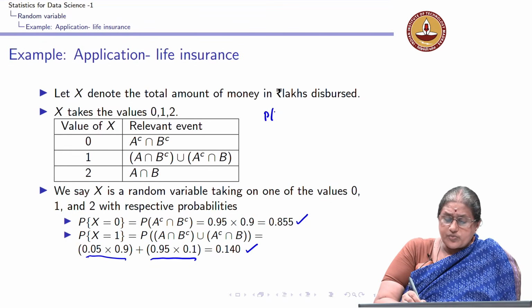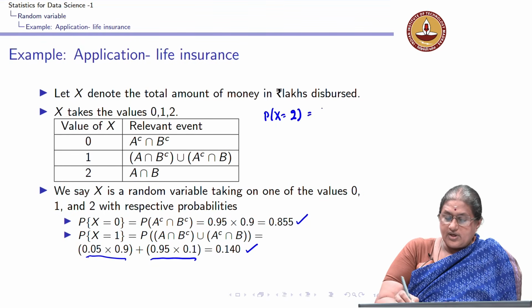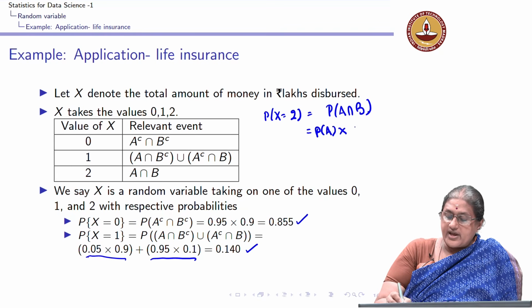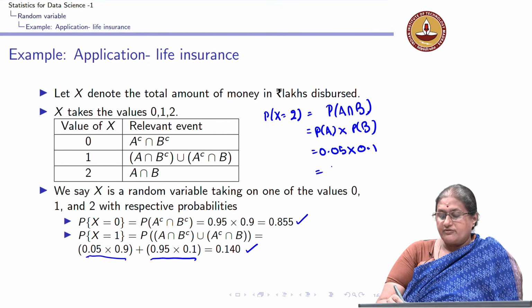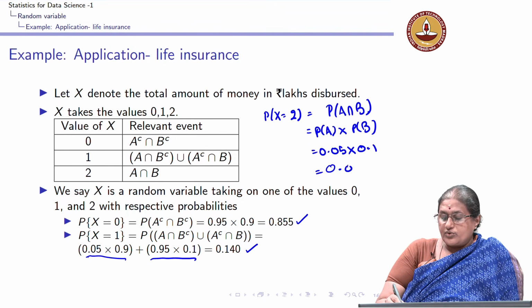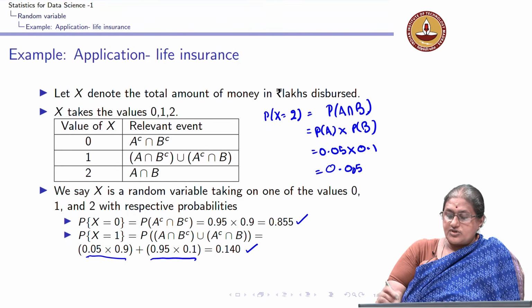Finally, I want to know what is probability x equal to 2. This is probability A intersection B. Again, A and B are independent. So, this is probability of A into probability of B. We know probability of A is 0.05, probability of B is 0.1. So, I can get the probability of x equal to 2 is 0.005.